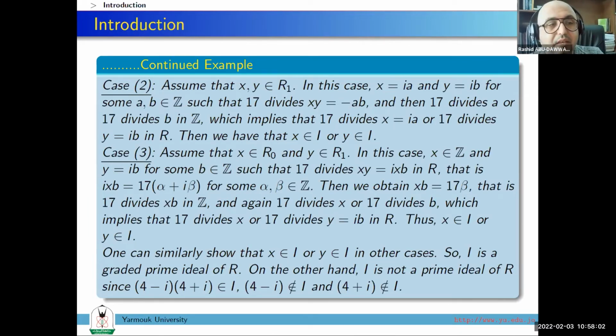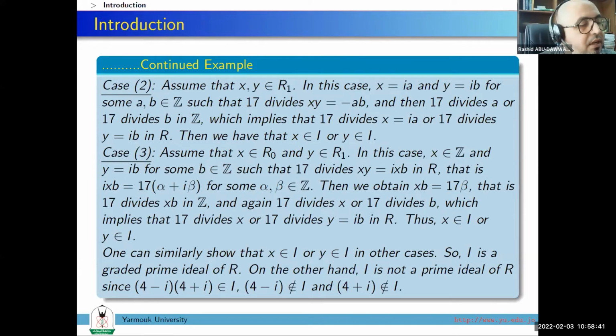Case 3, we take x from R0 and y from R1. We have y = iβ for some integer β. Again, 17 will divide xy, which is ixβ. And this means that ixβ would be written as 17 multiplied by an element from R, for some α, β, and z. Again, when you solve these equations, you will have xβ = 17γ, and this means 17 divides xβ, and you should remember that both x and β are integers. So again, 17 divides x or 17 divides β, and we will have our result.